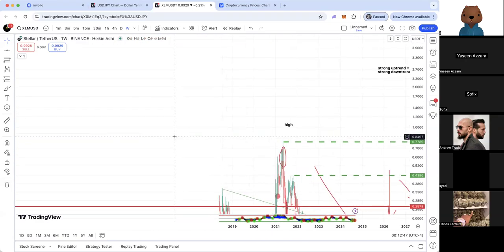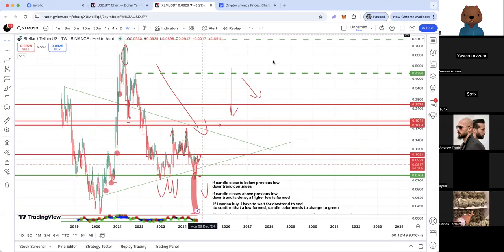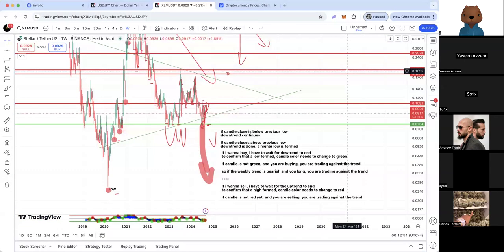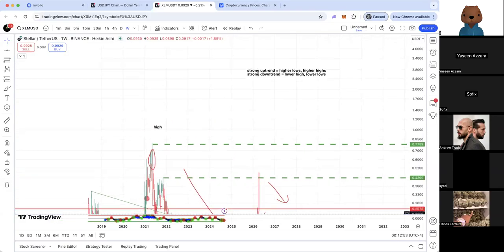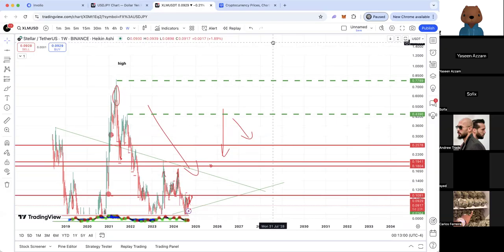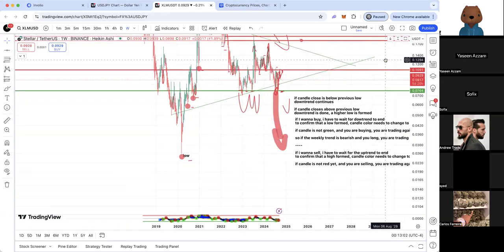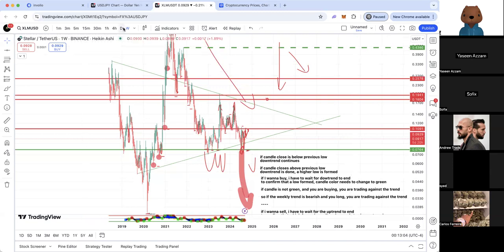That's why we have a rule. We made a rule that says always trade with the trend, right? And a strong uptrend means higher lows, higher highs. A strong downtrend means lower highs and lower lows. If you want the best technical analysis, you use the highest time frame.